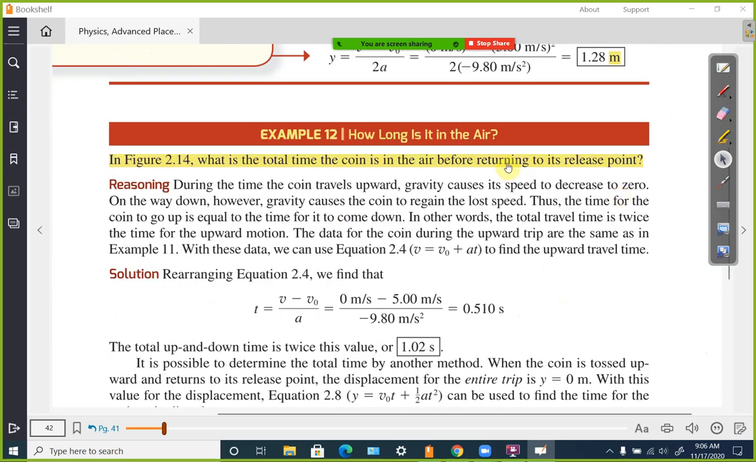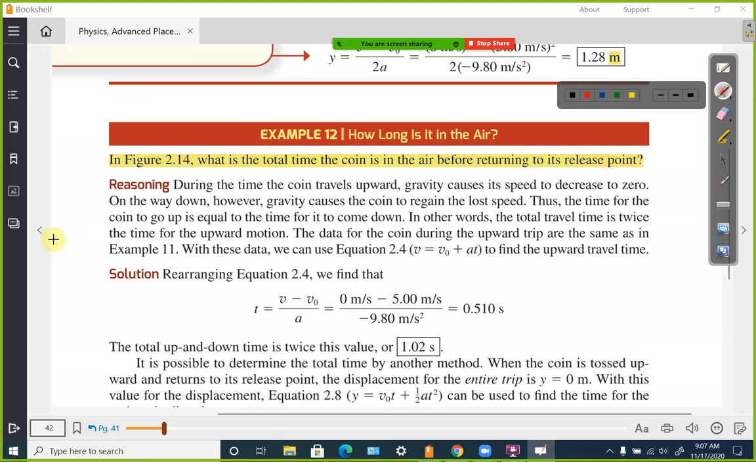So then in figure 2.14, which is the coin being flipped up, now they want to know what is the total time that the coin is in the air before returning to its release point. What is the total time that it is in the air before it comes back to its release point? Think about this.